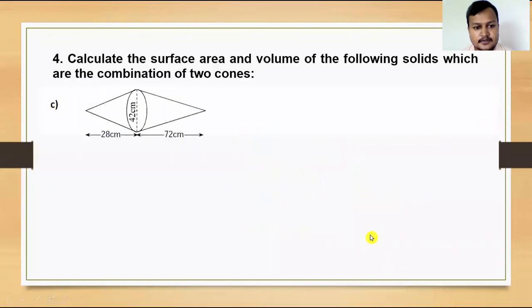Okay, then let's move to the next question. Question number 4. Calculate the surface area and volume of the following solids which are a combination of two cones. I included question number C for you.